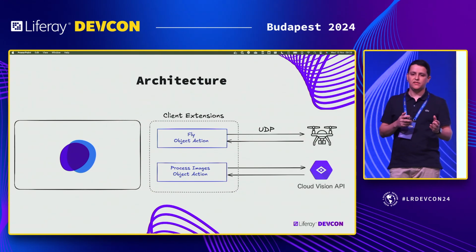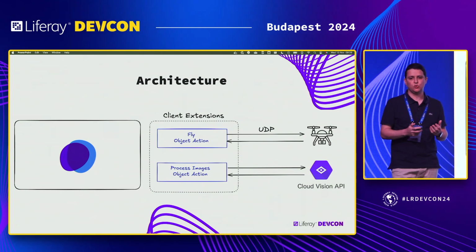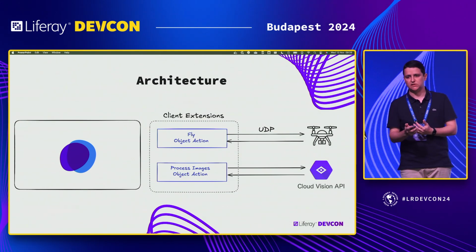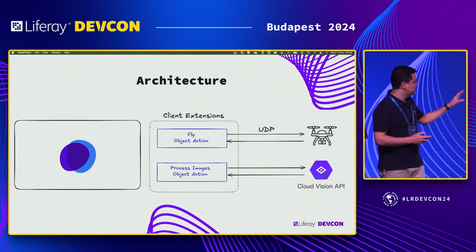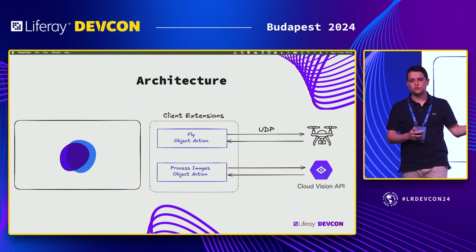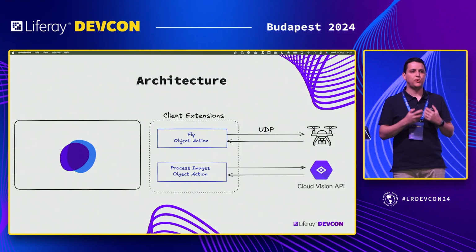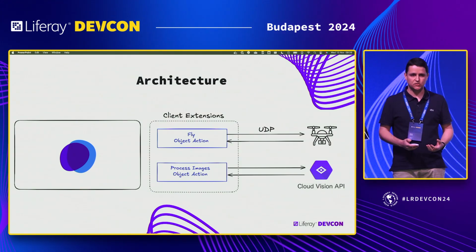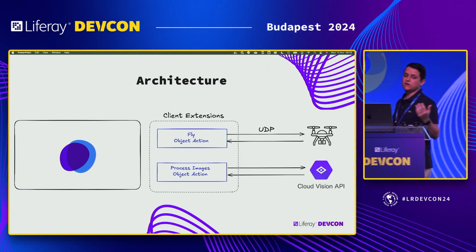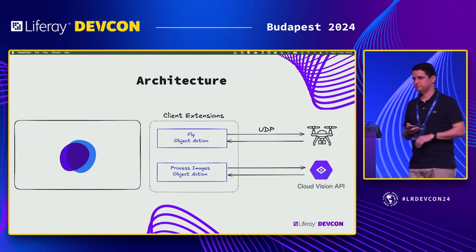So we connect through Wi-Fi, and we can control the drone. So we implemented this client extension to connect directly to the drone. The second one is process images. So we implemented and leveraged this client extension to connect with the Google Cloud Vision API. Using this, we can process images and extract details from images. This kind of detail will support our decision making.